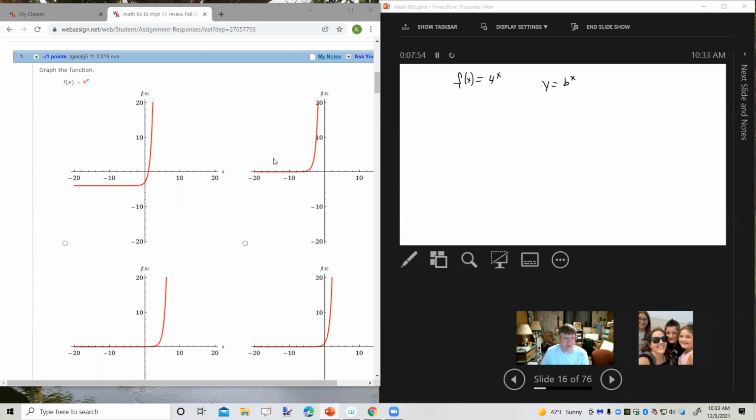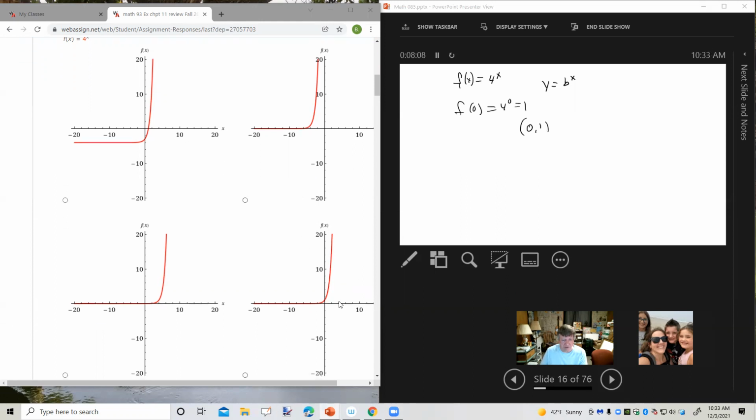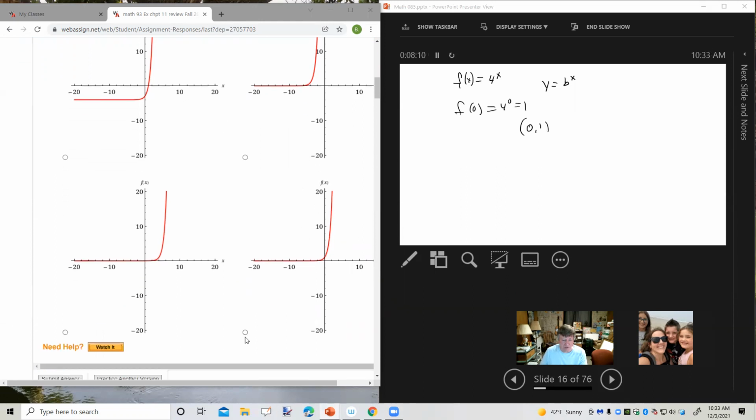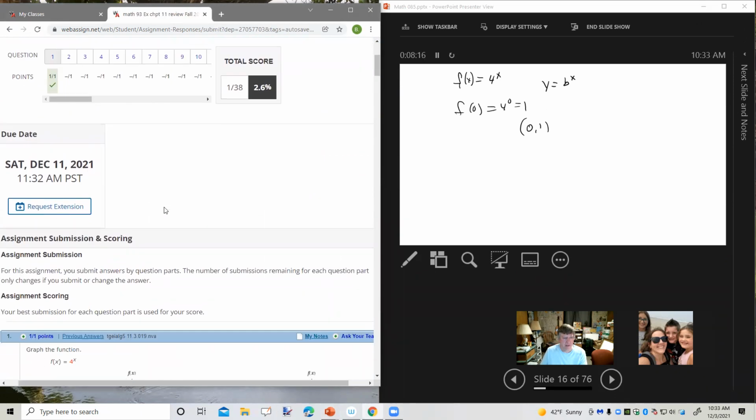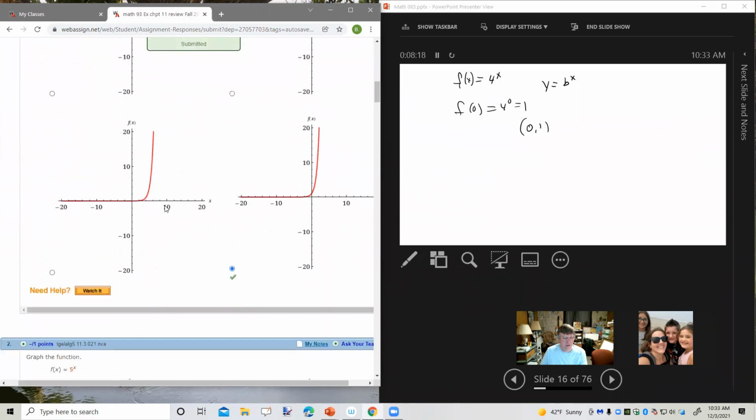So that means it's got to be this one, or this one. But where is the y-intercept? Well, f of 0 equals 4 to the 0 power equals 1. So the y-intercept would be at (0, 1). And the only one with the y-intercept at (0, 1) is this one. So it's got to be that one.